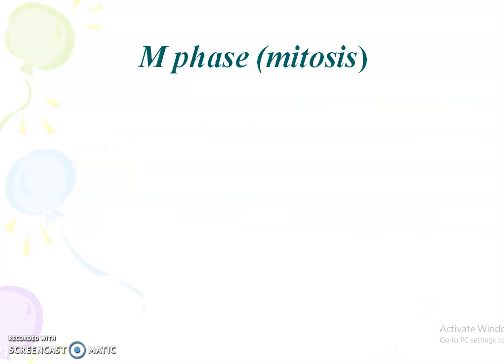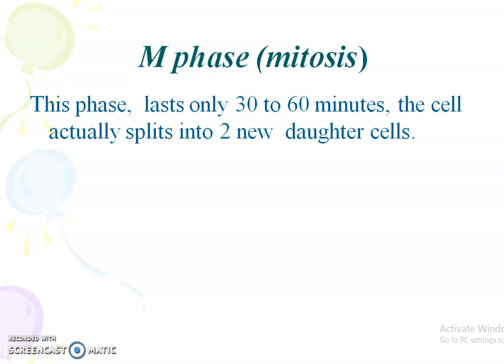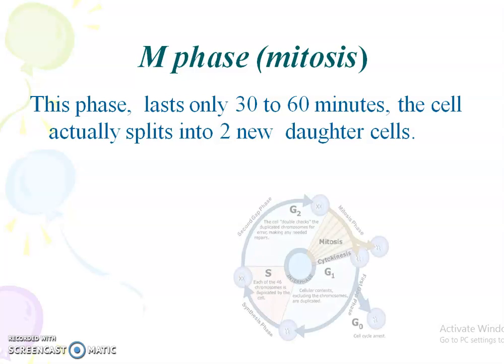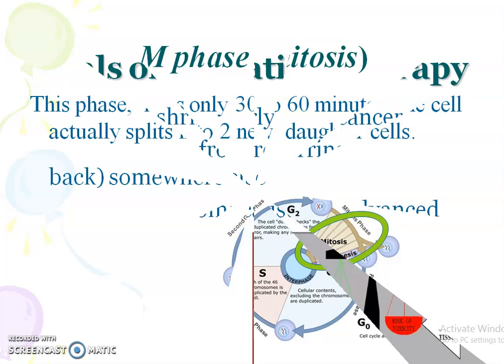The next is the last phase, the M phase, or mitosis. In this phase, the cell is splitting into two new daughter cells, and this phase lasts for only 30 to 60 minutes. By the end of the mitosis phase, the one mother cell will have divided into two new daughter cells which have the same genetic code.